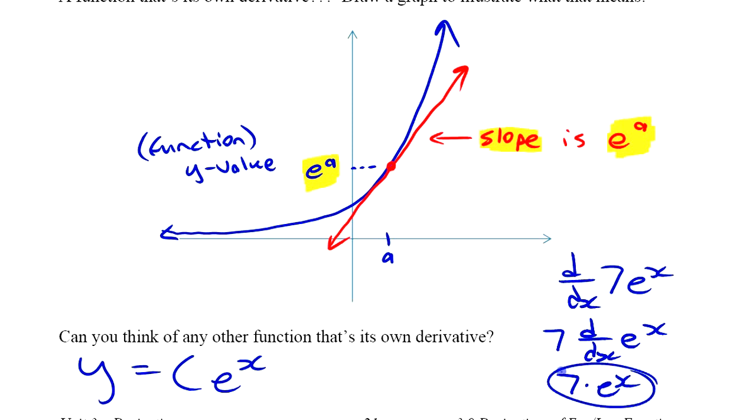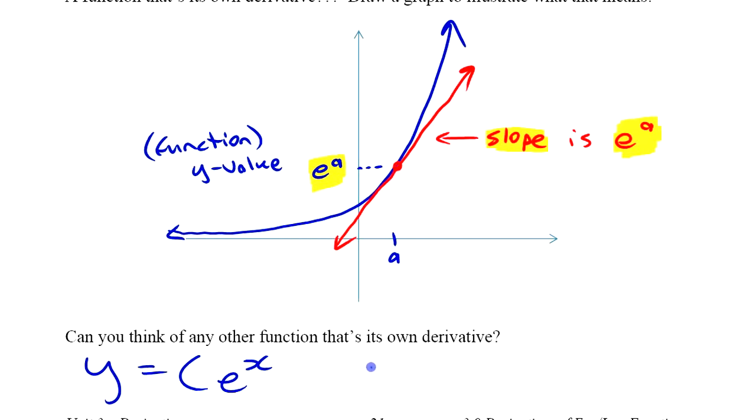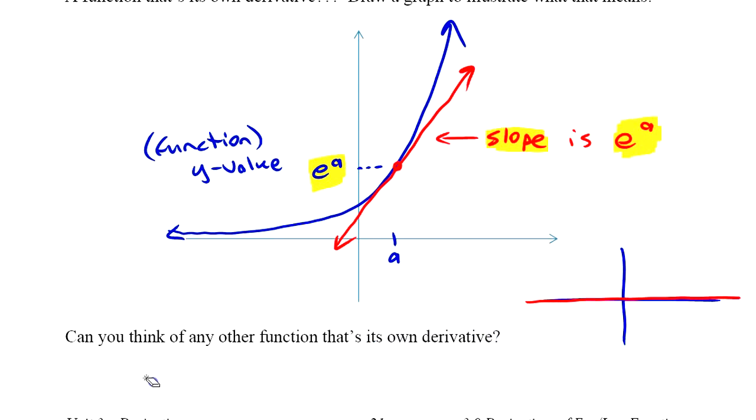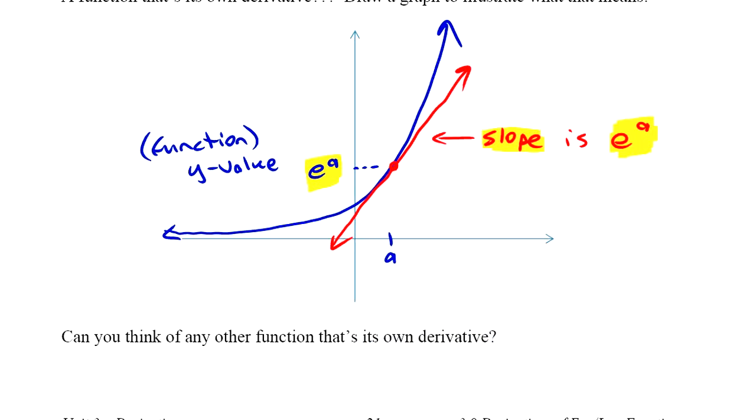And then the only other thing I can think of is just y equals 0, right? Y equals 0 is just a horizontal line along the x-axis. The slope of that, of course, is 0, right? So if y equals 0, y prime equals 0. All right, so more or less, this doesn't mean anything on top of what we already know here. The fact that e to the x is its own derivative is interesting. This maybe not so much. All right, so that's a look at how e to the x is its own derivative.